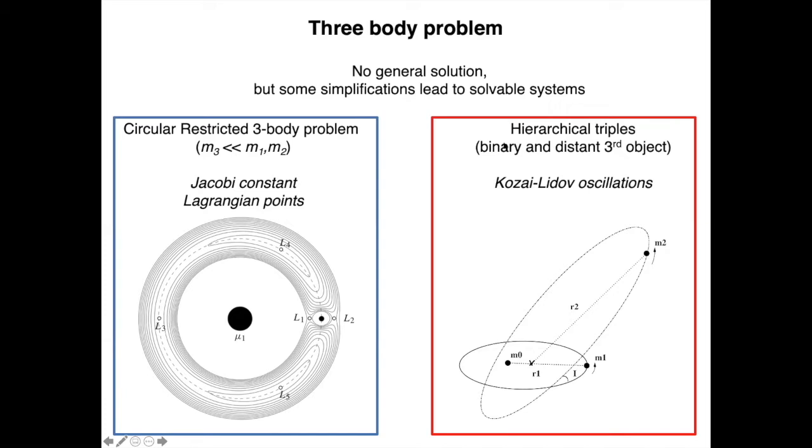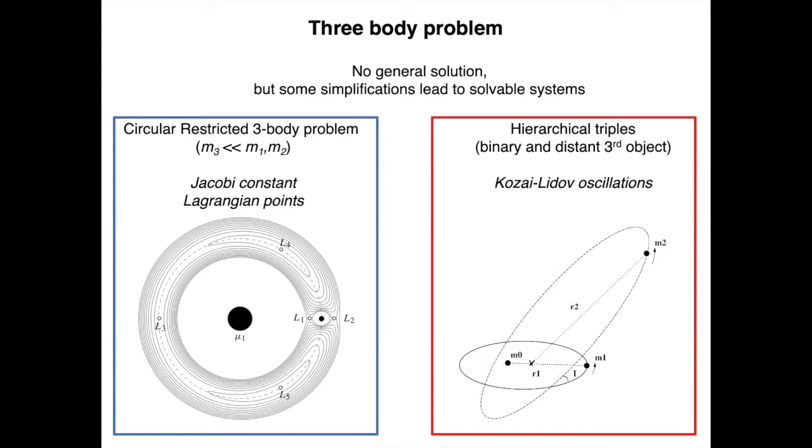The second problem would be the problem of the hierarchical triples. Hierarchical means that you can separate it into two binaries. You have an inner binary, and then you have a distant third object that is in orbit around this inner binary. So essentially, you split the three-body problem into two binaries. That's called the hierarchical triple.